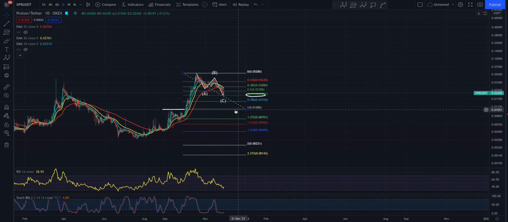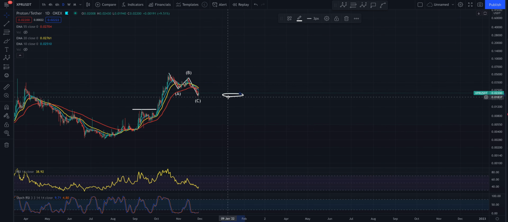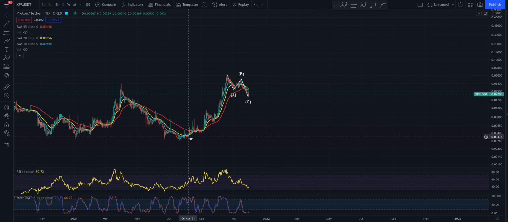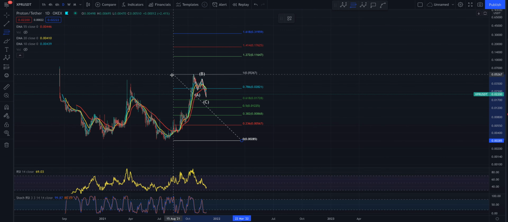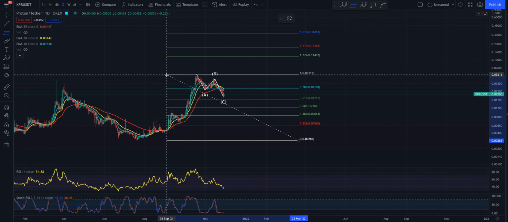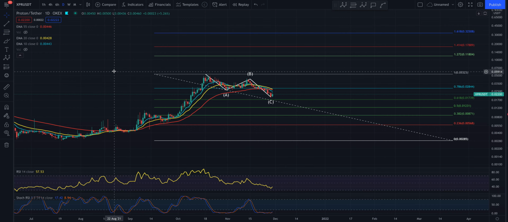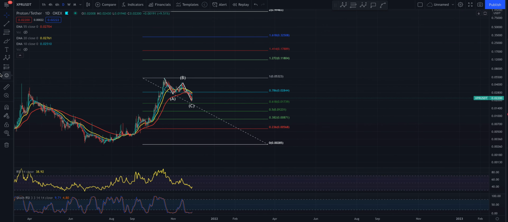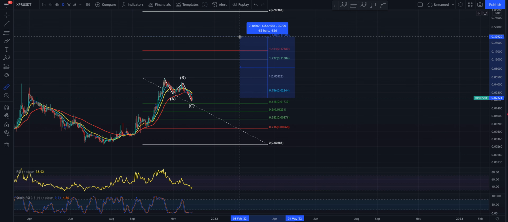So my technical targets for XPR, I do believe I've done a previous video on it, but let me just get them on again. So from July, from this low here to this high, zoom in a little bit here. My minimum target is 32 cents, I do believe, for XPR, the 1.618, which is a 13x.